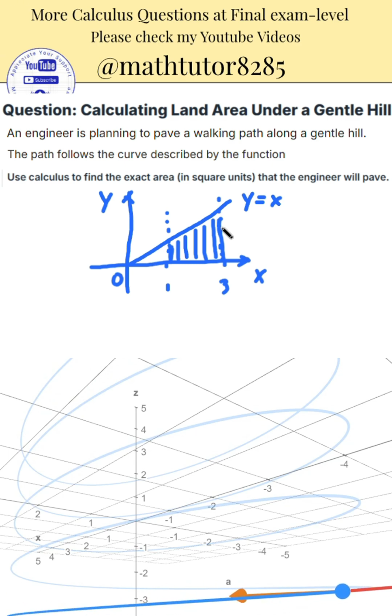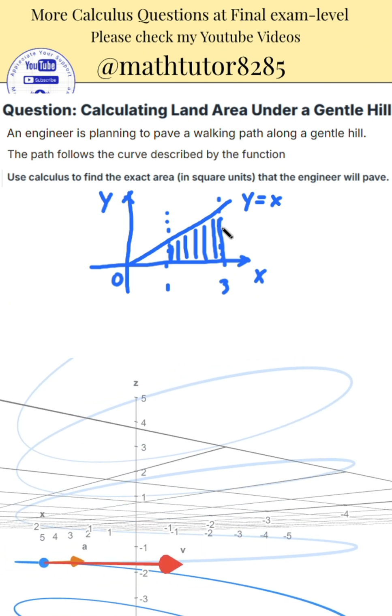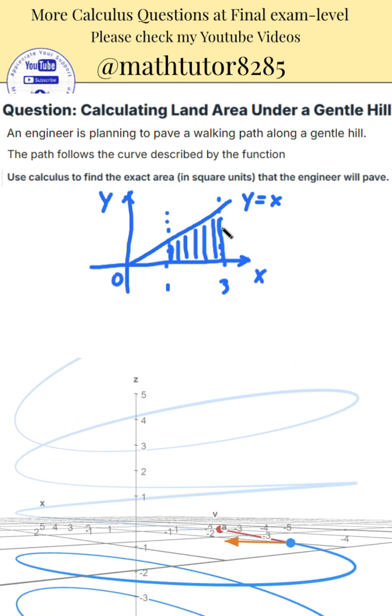An engineer is designing a walking path that follows the shape of a gently rising hill. The path is modeled by the function y equals x, which means that as you move to the right along the x-axis, the height increases at the same rate. The path starts at x equals 1 and ends at x equals 3.